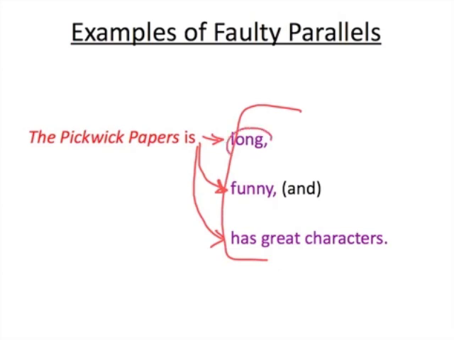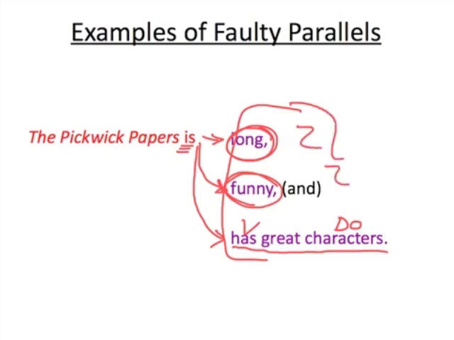And if you break it up like this, you can see pretty clearly that long is an adjective subjective complement. Funny is an adjective subjective complement. Both long and funny are coming after the linking verb is here, right? But what is going on with has great characters? Well, that's a transitive verb here with a direct object. So what this structure is doing is moving from a pattern two in the first two examples, with a linking verb and an adjective subjective complement, to a pattern three structure with a transitive verb and a direct object. That's where the clash is.